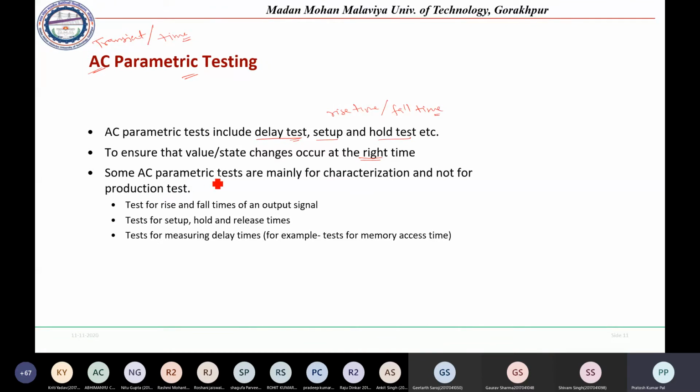Some AC parametric tests are mainly for characterization and not for production test. So in AC parametric, this is basically pre-production, or we can say it is similar to characterization testing. Okay, it is not for after production. It is basically checked before production. So these are the different measurements that we should be performing.